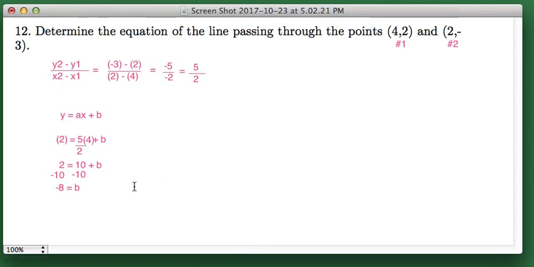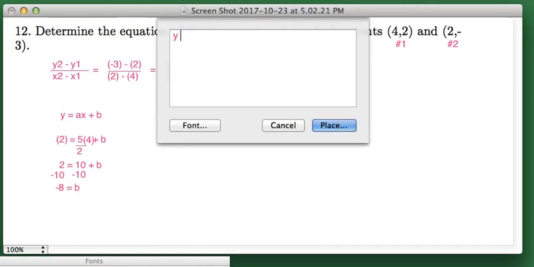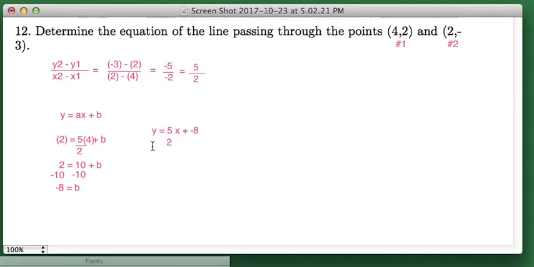Minus 8 equals b. Now, since I figured out that b is minus 8, and I know that a was 5 over 2, that's all the information I need to have to write my equation. I can write it out. Y equals 5, I'm going to put that over 2x plus negative 8. That's a very thick fraction line right there.